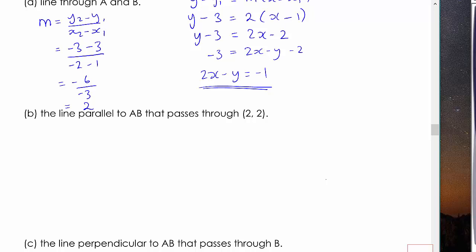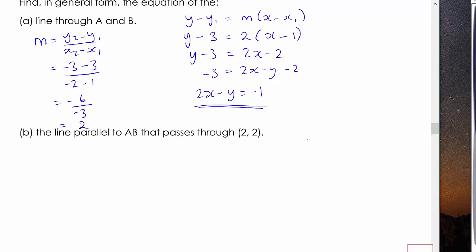So we want the line parallel to AB that passes through (2, 2). Now if it's parallel, it's got the same gradient. So it's got a gradient of 2. So we could actually go through this process just up here again using the gradient of 2 and this point as x1, y1, but we don't actually need to do that, because what's actually going to change if the gradient is the same, the 2x minus y is going to be the same, but the number on this side is going to be different.